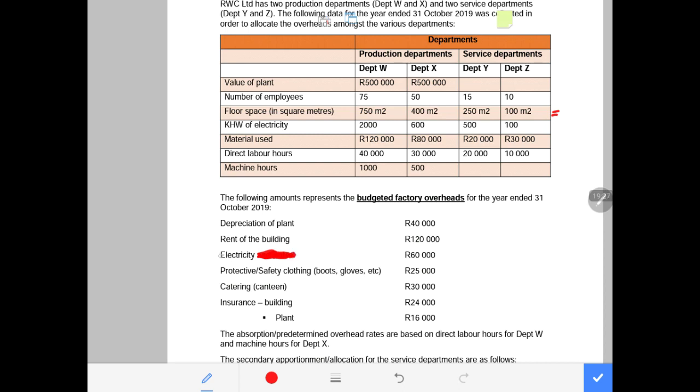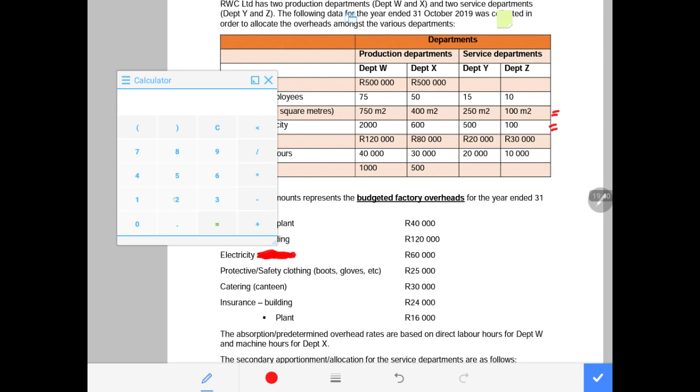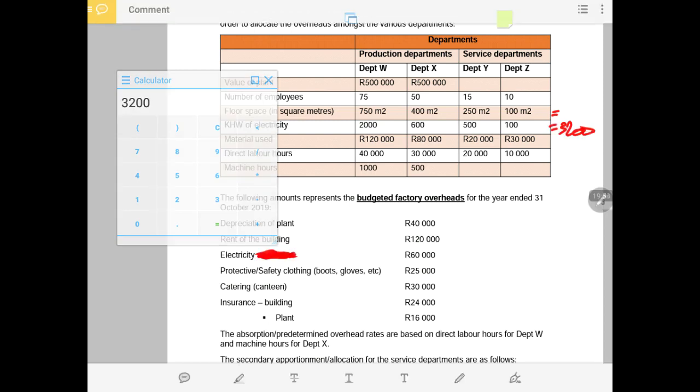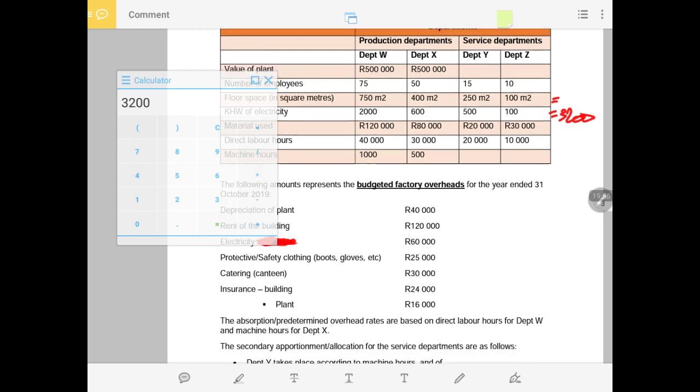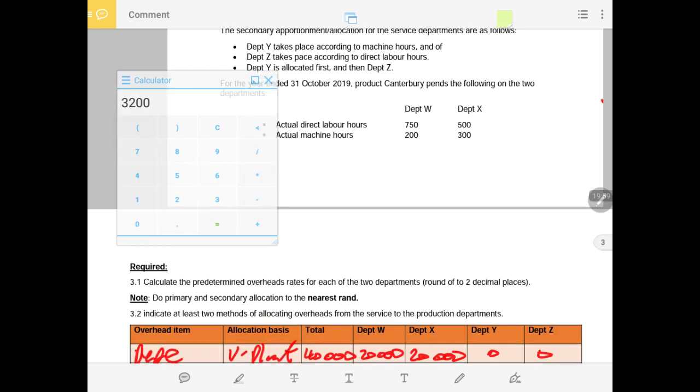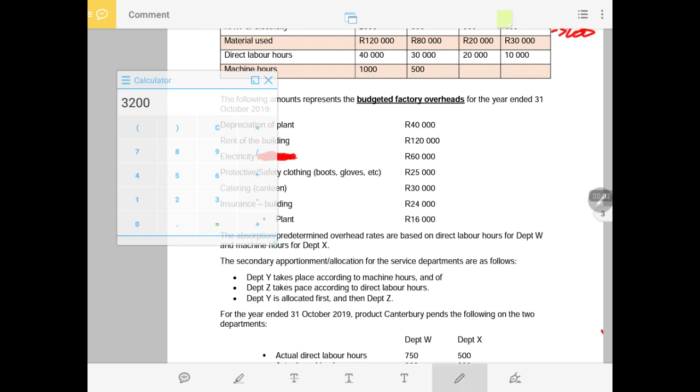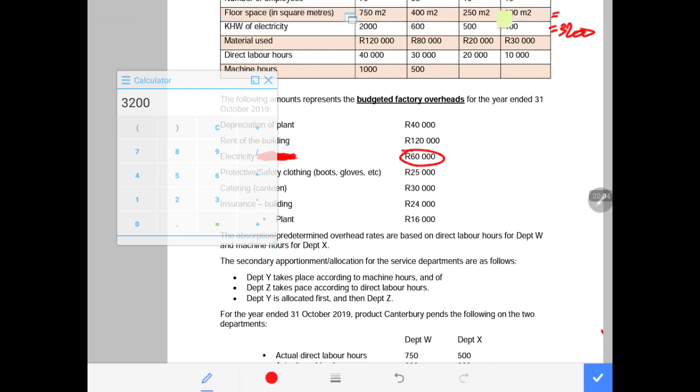Only electricity, what are we using? We are using kilowatts of electricity, 2,000, 600, 500, and 100. We need the total of this base of allocation. Then I will say we have 2,000 plus 600 plus 500 plus 100. This is the total kilowatts of 3,200. We are allocating an amount of how much? We are allocating an amount of 60,000 rands in this case.